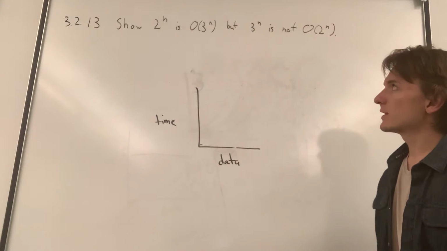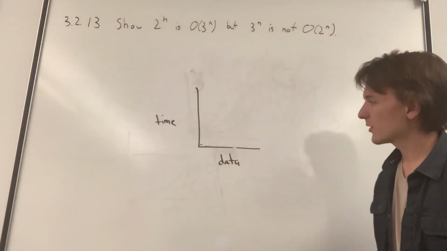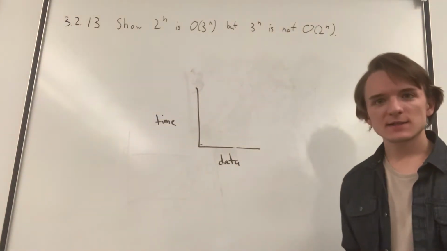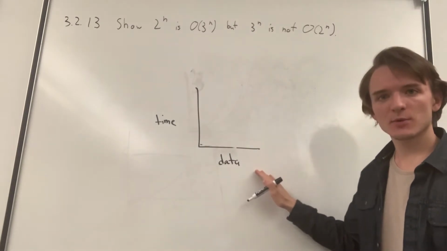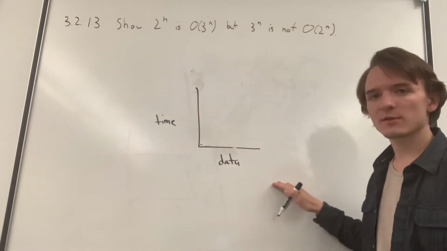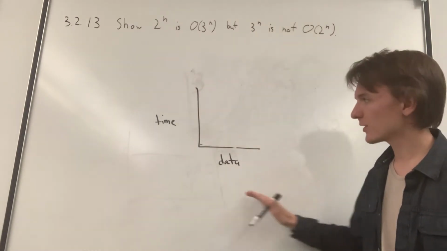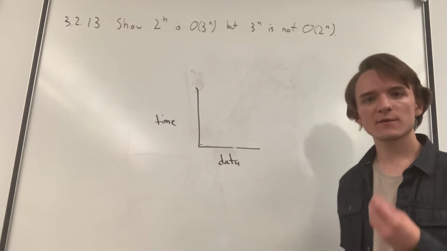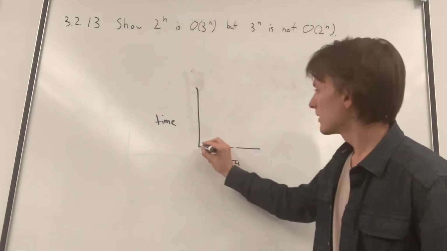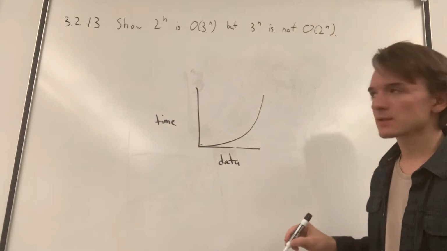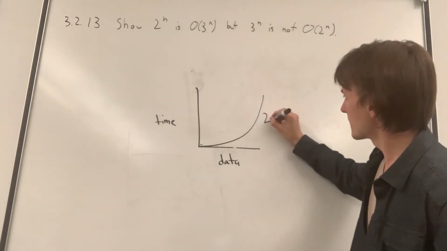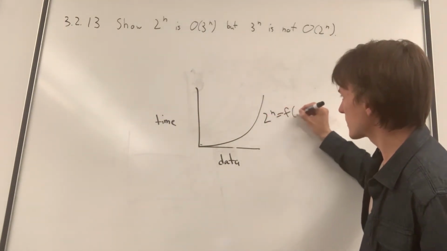2 to the power of n is big O 3 to the power of n. Okay, so I think it's easiest to visualize this. Let's say we have some graph. On our x-axis, we have the amount of data we're inputting into our algorithm, and the y-axis is the amount of time it takes for the algorithm to run. Maybe this line represents 2 to the power of n, which is equal, let's say, to some function f of n.